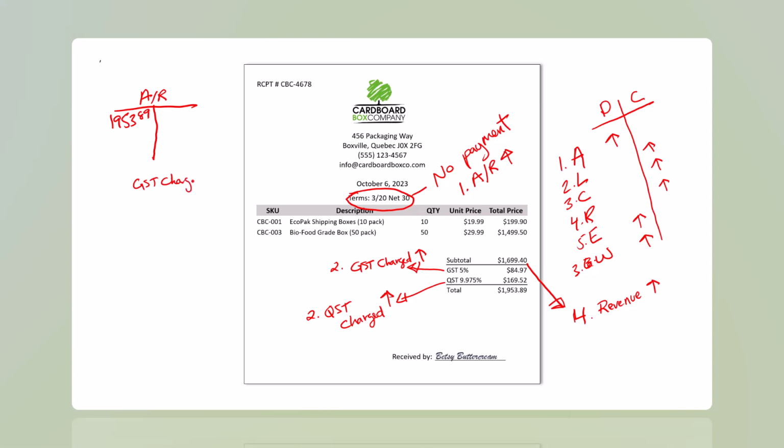Part of what they owe us is a liability that we owe the government, GST charged. So that's why our liability is increasing, and we're going to credit the $84.97. The same thing for QST charged. So we're now holding this money that we owe to the government. So again, we're increasing our liability, so we're going to credit $169.52.